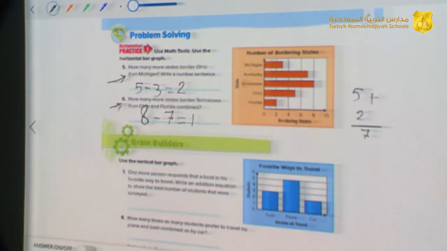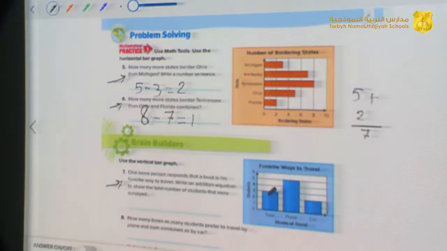Now go to this bar graph, which is vertical. See the difference? Notice the difference now between the horizontal bar graph and the vertical one. Read the question. One more person responded that a boat is his favorite way to travel. Write an addition equation to show the total number of students that were surveyed. So we will do addition or subtraction? We want to find the total. So we will do addition, yes.